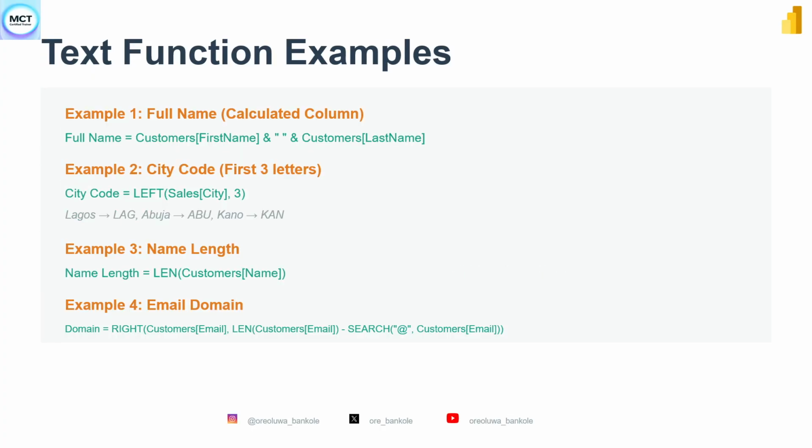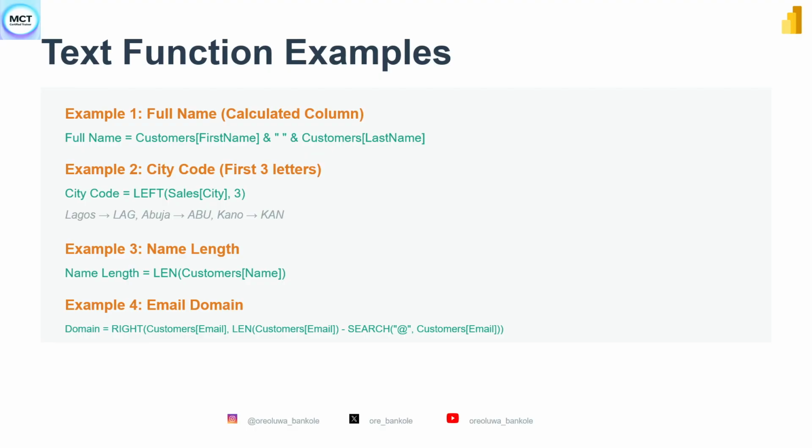So let's do examples. We have 4 examples we are going to work with. The first one is the full name example, where we're going to create the full name. We're going to use city code. We're going to create length of name. And we're going to create domain. We're going to do all these 4 together in class now.